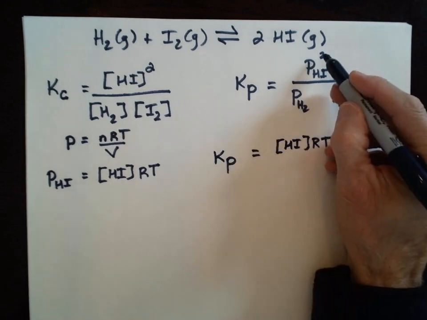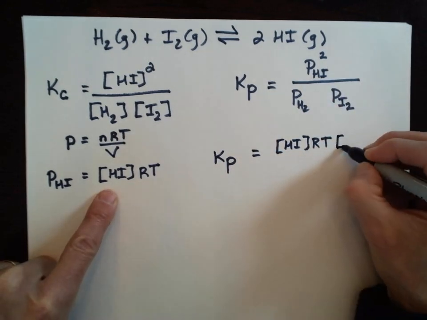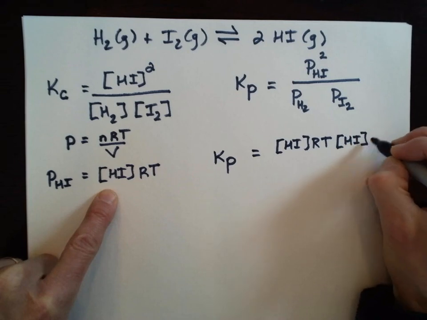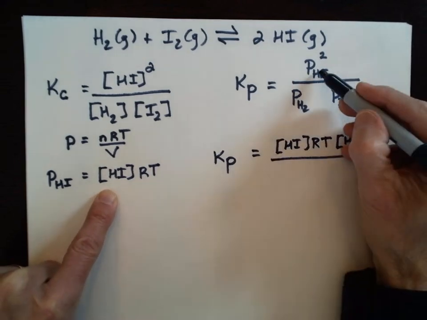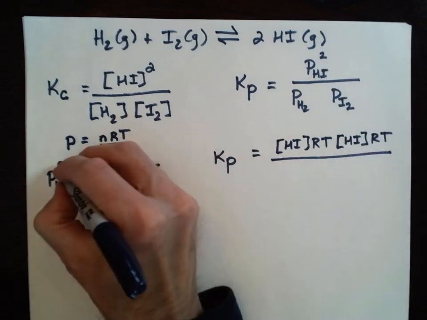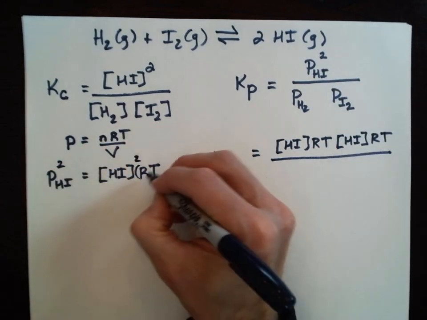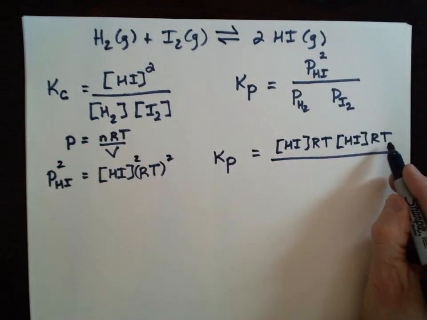For one of these, I have to do it for the other as well. Concentration of HI times RT. So the numerator now is P_HI squared, right? Because if I square this, this is squared and that's squared. So I've written that on the numerator.